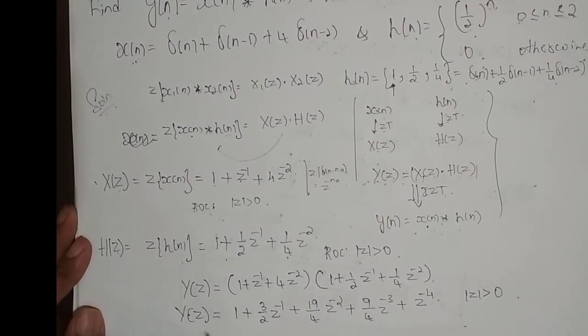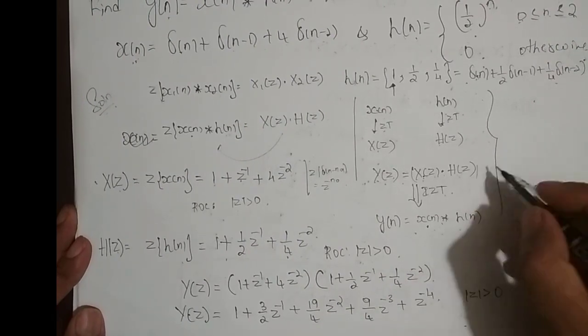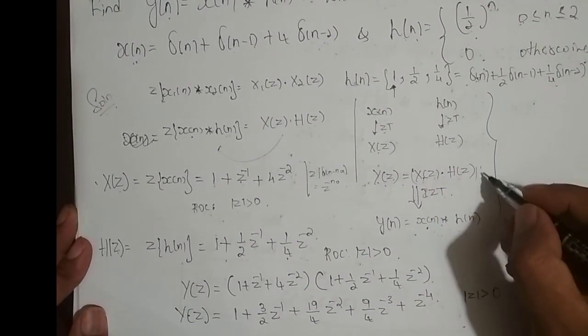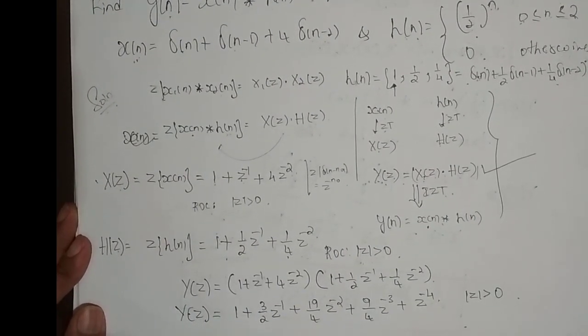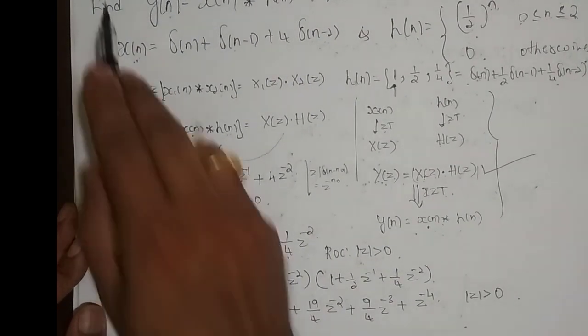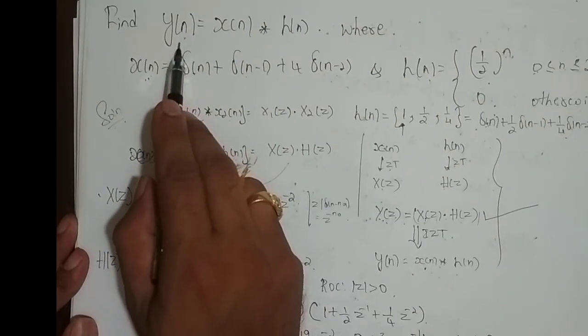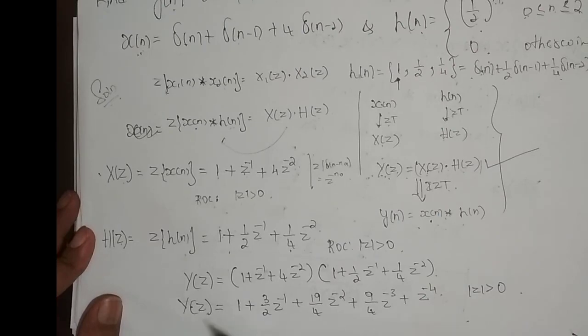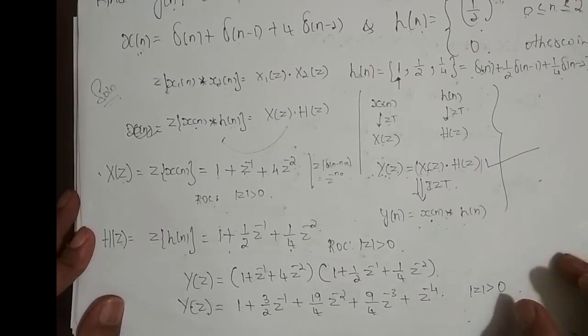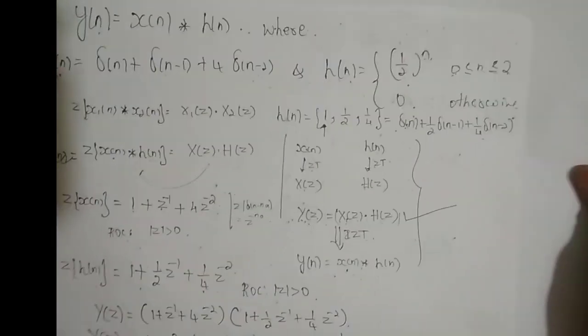Fine. So I did till here. Okay, I got y of z. What is the next step? This is not my solution. What I need to find is y of n, but I found y of z. How to get y of n? If I get y of z, I just have to take inverse Z transform, right? Okay, so I'll put it in the next page.